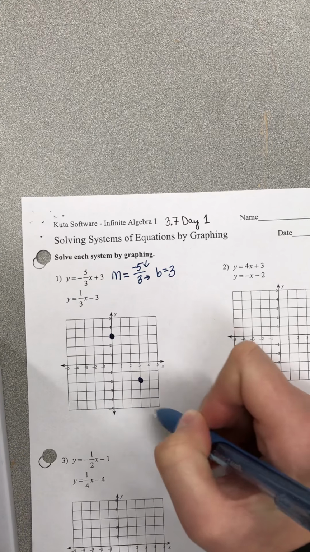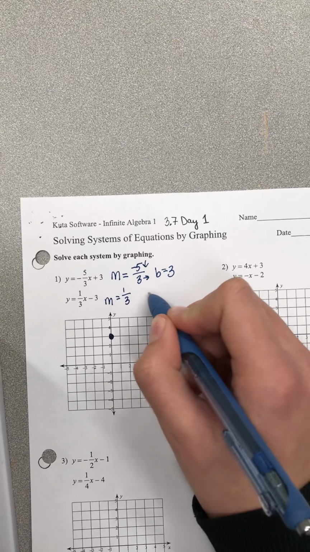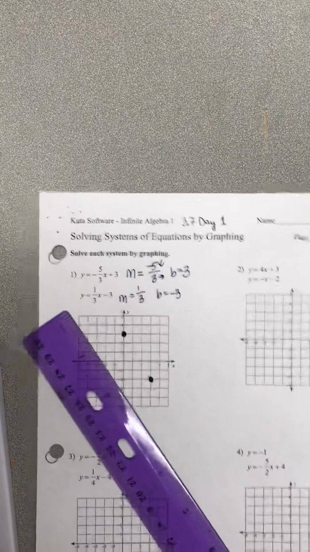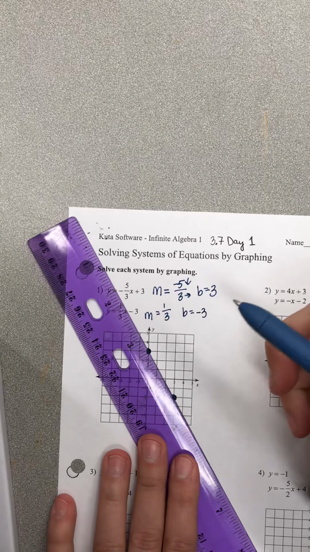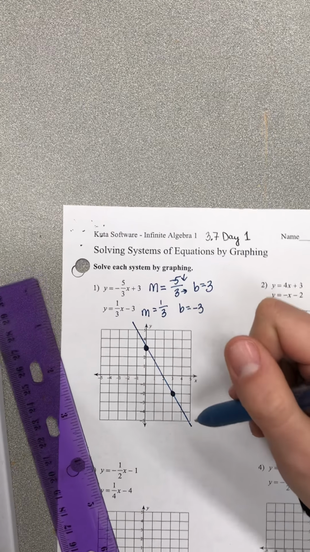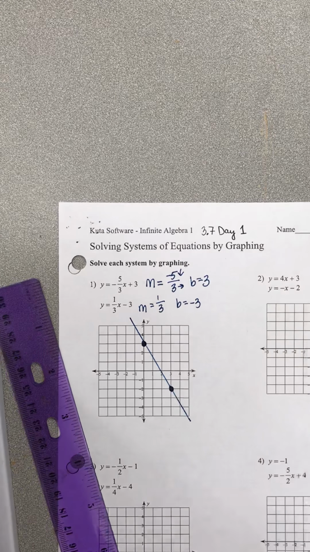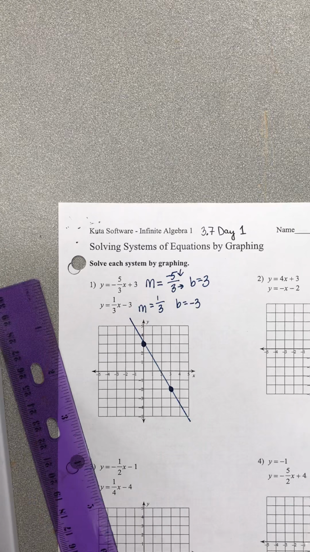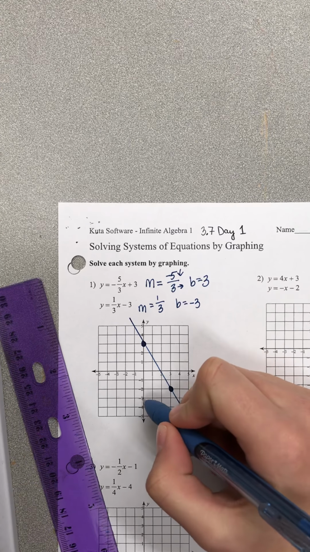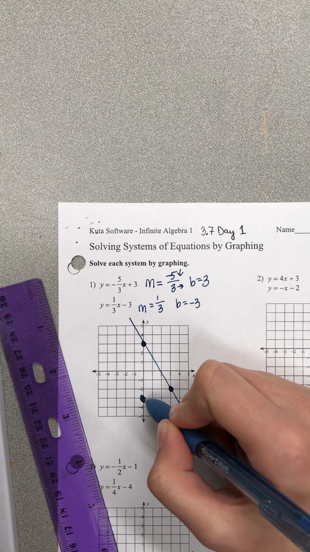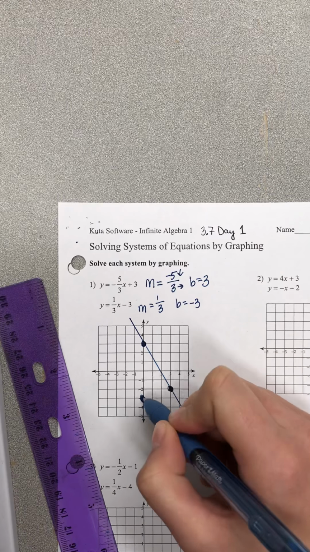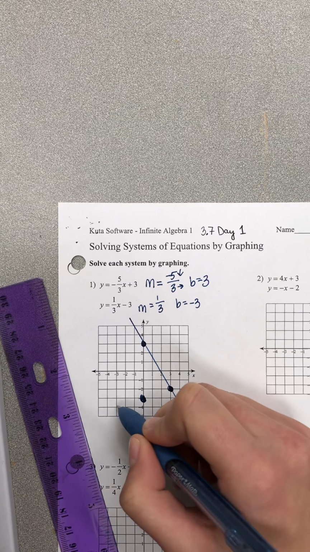For the bottom equation, my slope is 1/3, my y-intercept is -3. Now before you do any graphing, you want to make sure that you connect the dots that you have for the first line. That way you don't have a bunch of dots on the grid and you don't have to worry about which one goes where. The second equation, my y-intercept is -3, and my slope says to go up 1, right 3. The opposite of up and to the right is down 1, left 3.